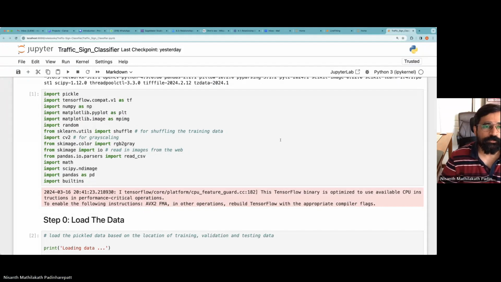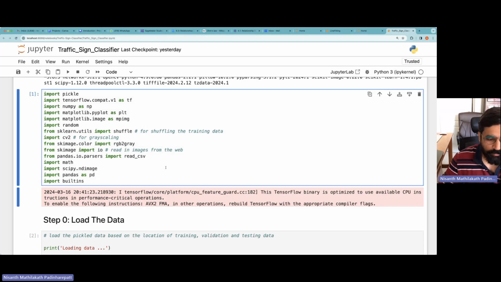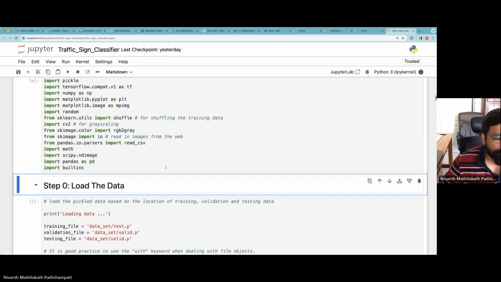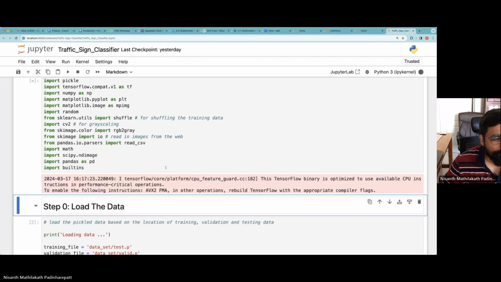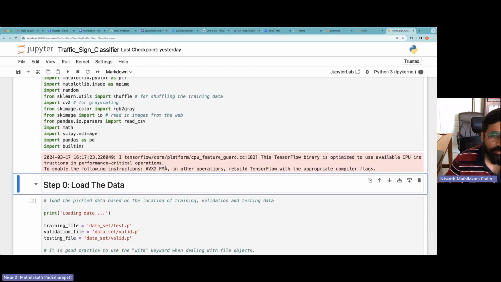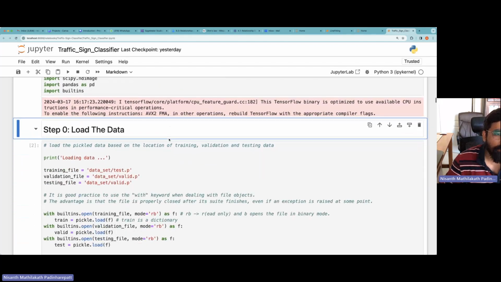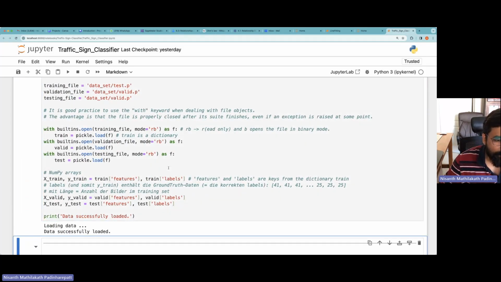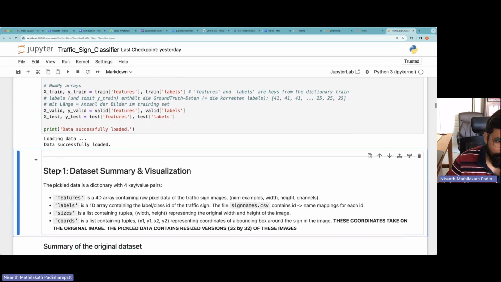Let's see. Okay, we have got a program here. Again, don't worry about the lines of the program. Okay, don't worry about the code. I'll just run it. This is a little time consuming because now the model is big, right? So don't worry about any of this. We are loading the data here. The loading data is successful.